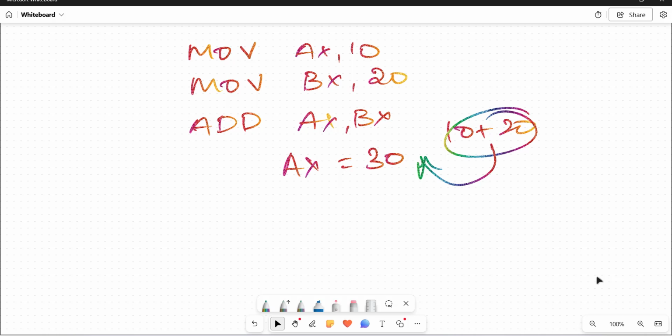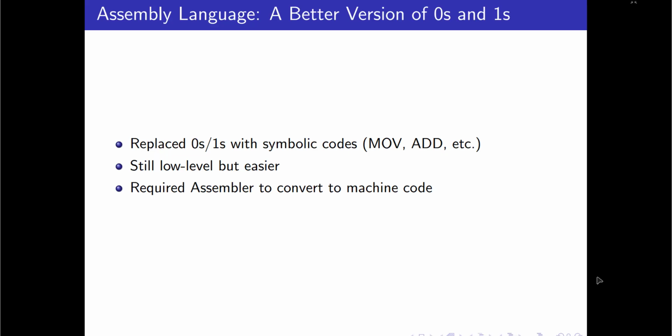But we still need to convert these codes into machine code because a machine can't understand these words directly. Here comes a translator, like we need when we don't know the language to communicate. That's where the assembler came in. Assembly language bridges the gap between human logic and machine execution. It gives you direct control over hardware with less complexity than raw binary, but more complexity than the high level languages.